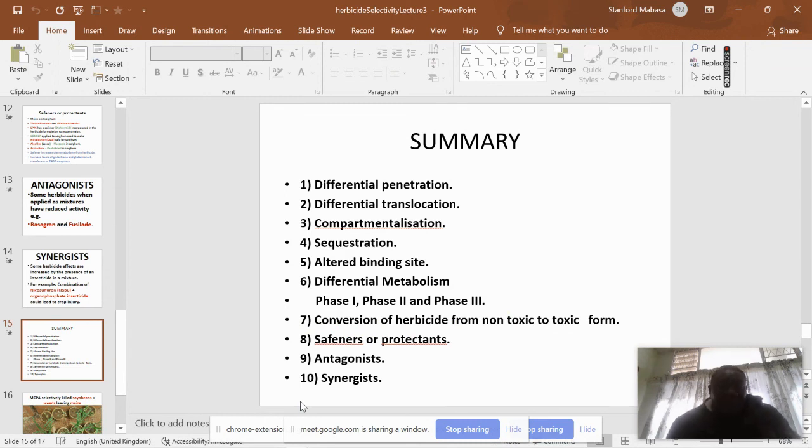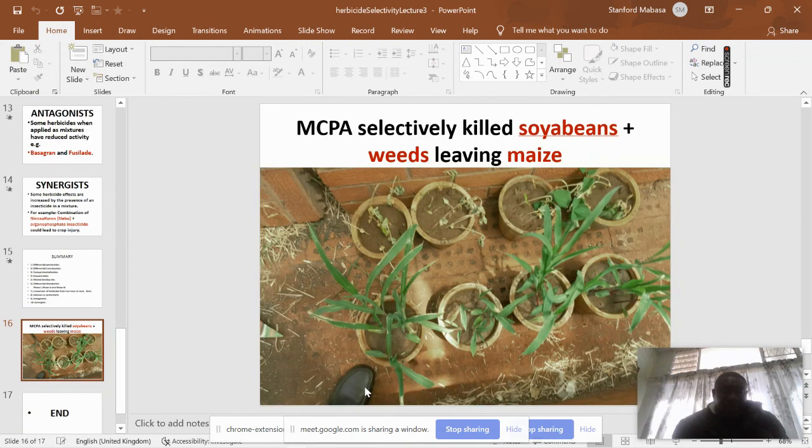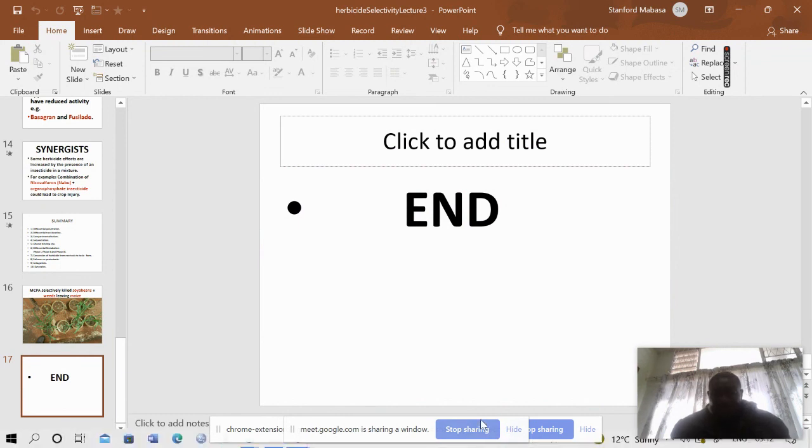So I'll just give a summary of what we talked about. We talked about differential penetration, differential translocation, compartmentalization, sequestration, altered binding site, differential metabolism, which has got phase 1, phase 2, phase 3, and conversion of herbicide from non-toxic to toxic form. Safeners or protectants, antagonists, then synergists. So this is it on selectivity. I should stop.